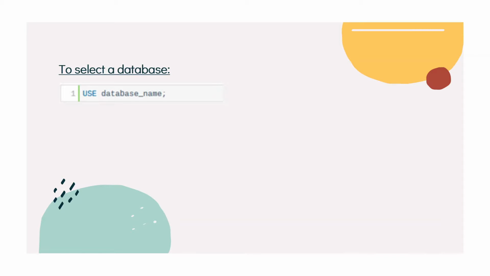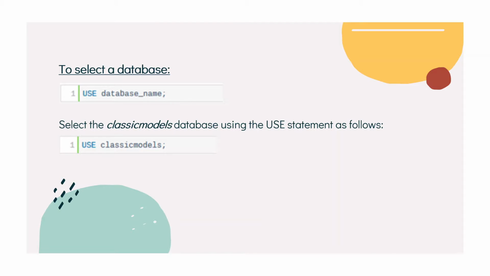Then I will explain how to select or choose the database that we want to use. Before working with a particular database, we must tell MySQL which database to work with by using the use statement. For example, select the classicmodels sample database using the use statement as follows: use classicmodels. From now, all operations such as querying data, creating new tables, or calling stored procedures which you perform will take effect on the current database, which in this case is classicmodels.